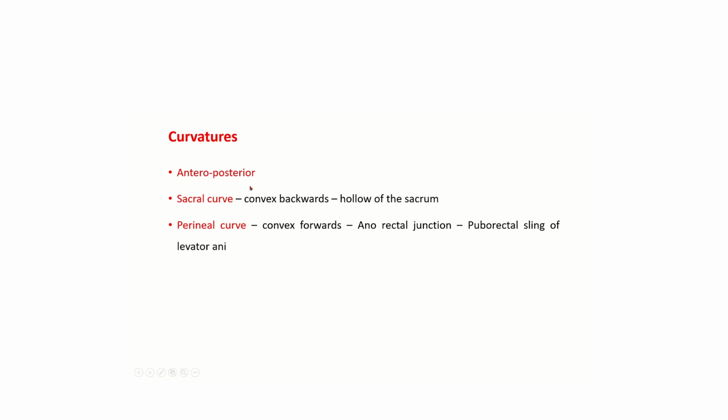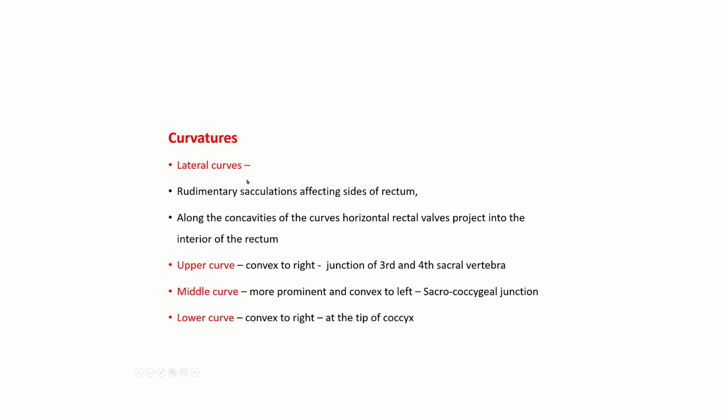Curvatures. Anteroposterior curvatures are there, which are 2 in number. One is the sacral curvature, which is convex backwards and corresponds with hollow of sacrum, and the perineal curvature, which is convex forwards at anorectal junction. Puborectal sling of levator ani maintains the perineal curvature. Lateral curves are rudimentary sacculations affecting sides of rectum. Along the concavity of these lateral curves, horizontal rectal valves project into the interior of the rectum.